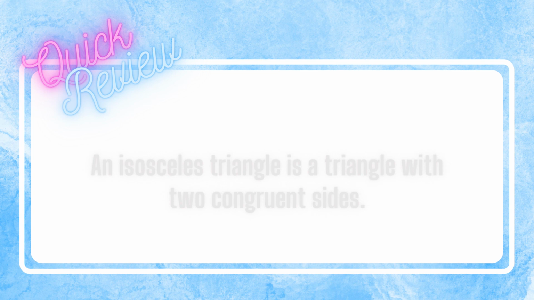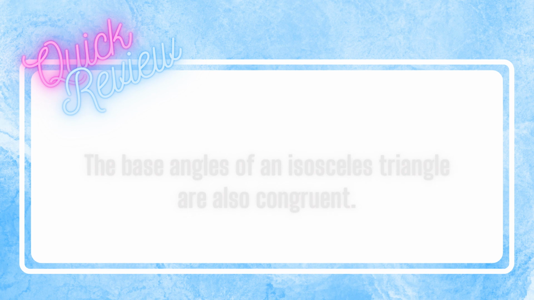An isosceles triangle is a triangle with two congruent sides. And the base angles of an isosceles triangle are also congruent to each other. So we have two congruent sides and also two congruent angles.